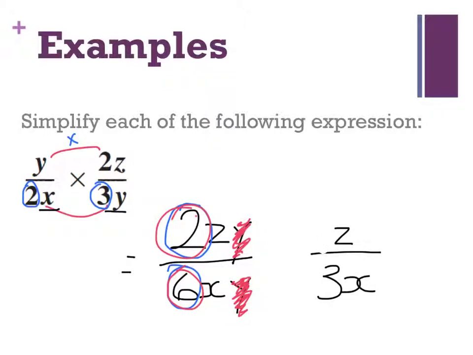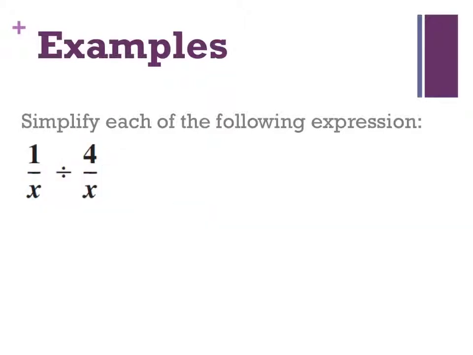We simply write z. So my simplified answer for y on 2x multiplied by 2z on 3y is z on 3x. Okay, that's how it works. Remember to cancel and simplify. Let's have a look at this example here.